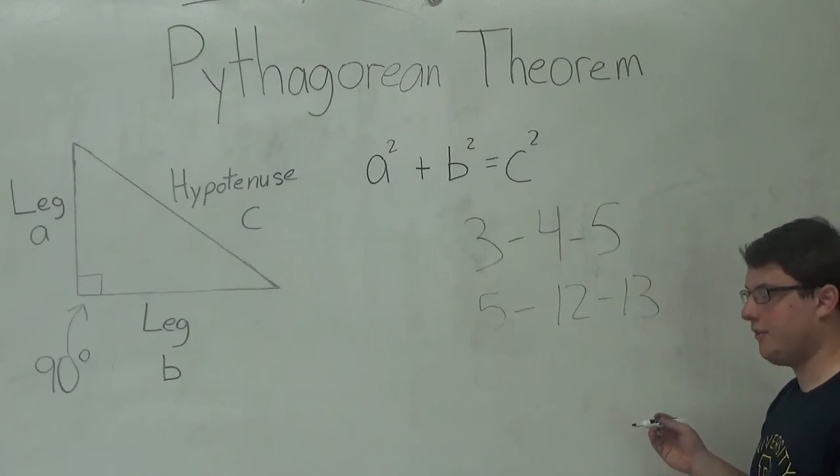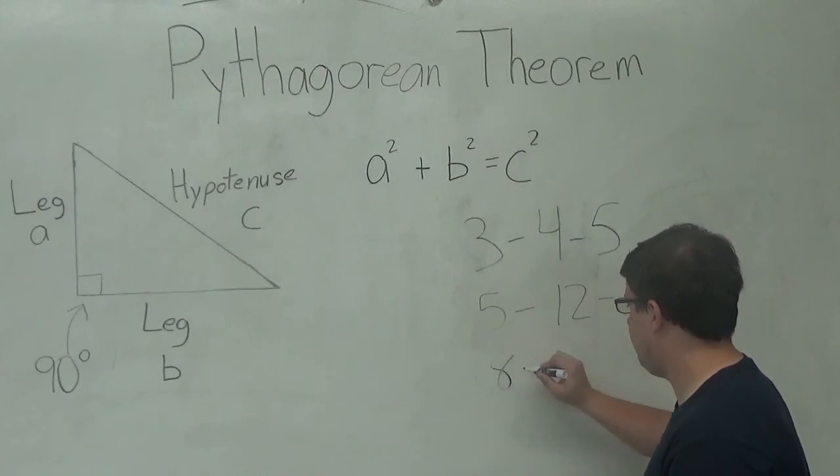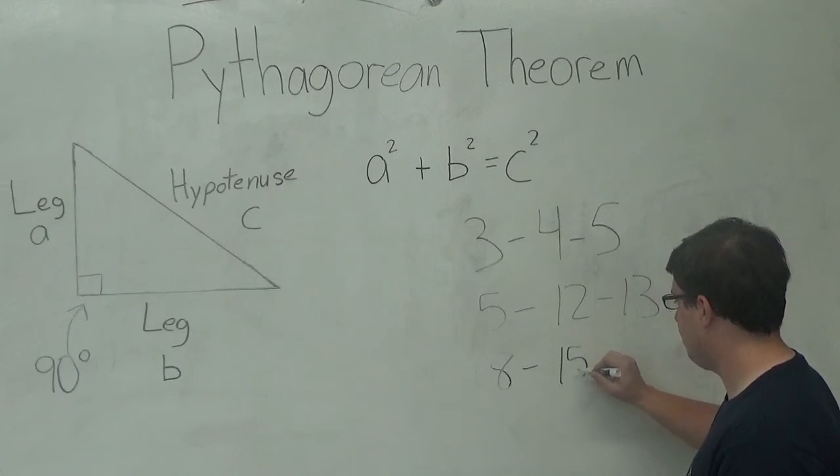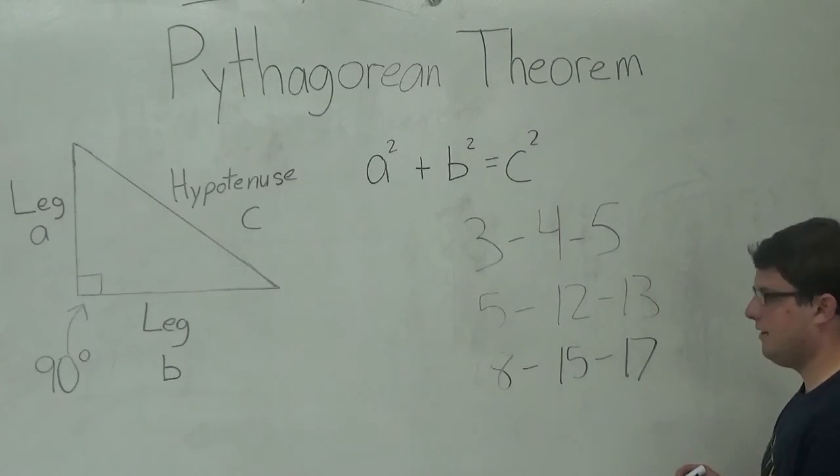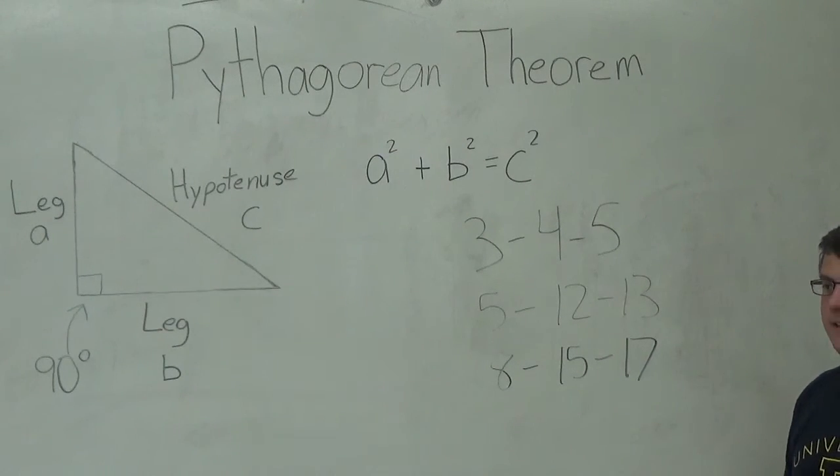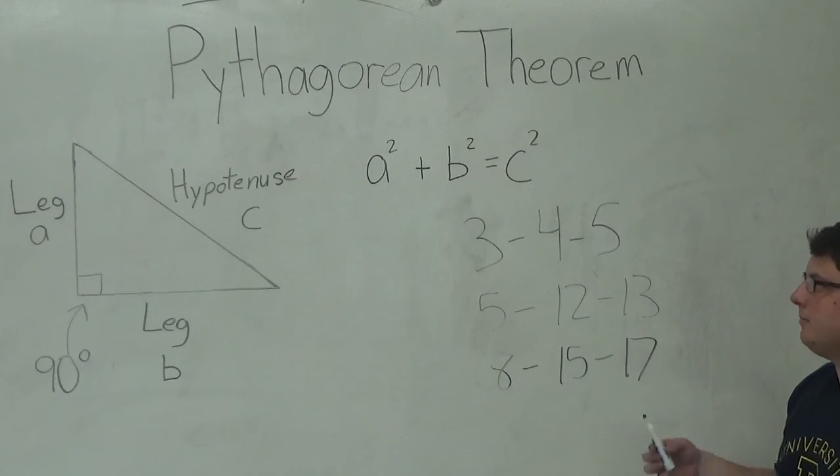And another one that we didn't cover in this video is 8, 15, 17. And you can multiply these by any number, and you'll still get a Pythagorean Theorem formula that works.